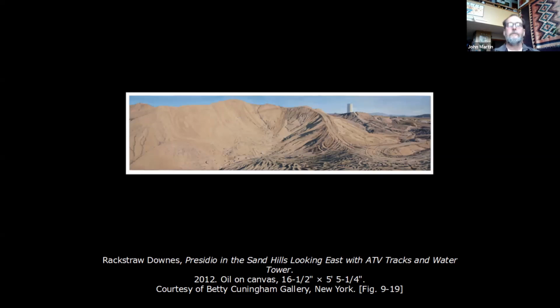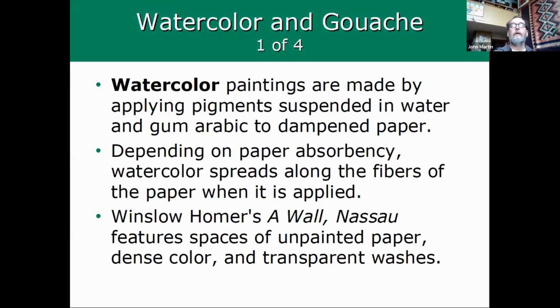Watercolor and gouache. Watercolor paintings are made by applying pigments suspended in water, with gum arabic, to dampened paper. Depending on paper absorbency, watercolor spreads along the fibers of the paper when it is applied. So we're going to look at Winslow Homer's painting here.